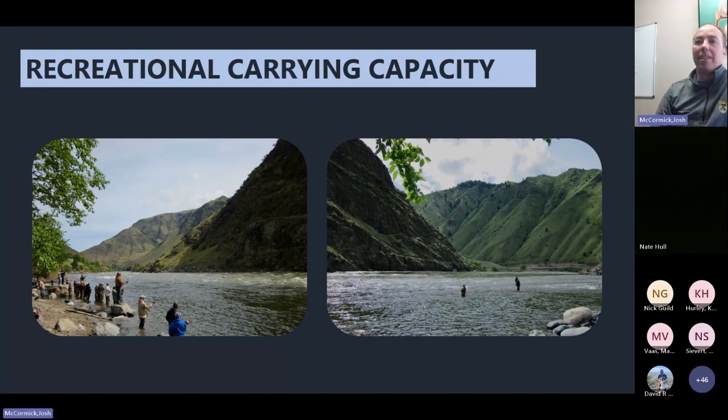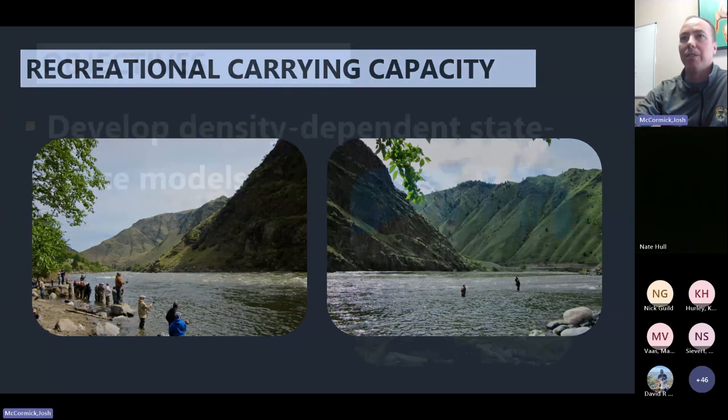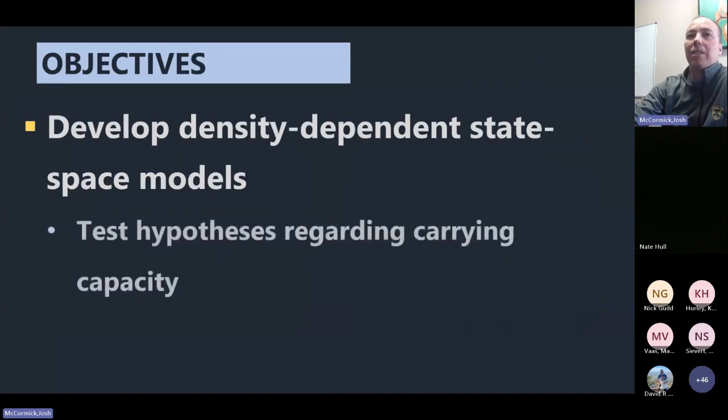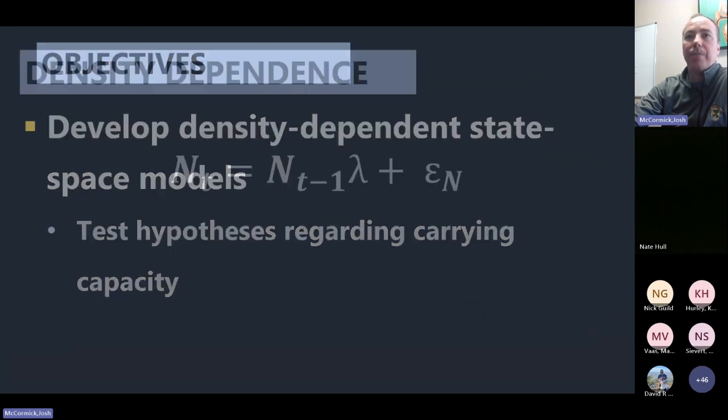And so the models that I previously showed suggest that there's density independence, so that resources are never limiting the number of anglers that can fish in a certain area. But it's possible that that's not the case. In many cases, there may be some capacity that can support a certain number of anglers. And so maybe that exponential growth model isn't necessarily the best model to use. So the second objective was to develop density-dependent state space models and test some hypotheses regarding what we feel is influencing carrying capacity.